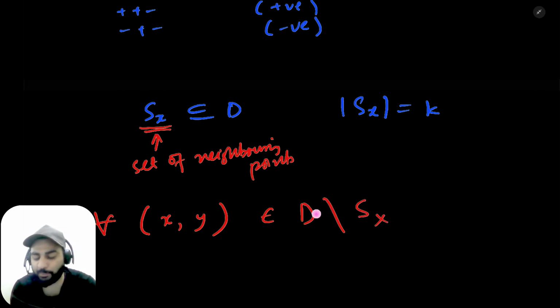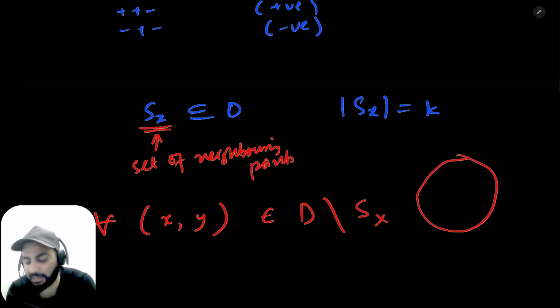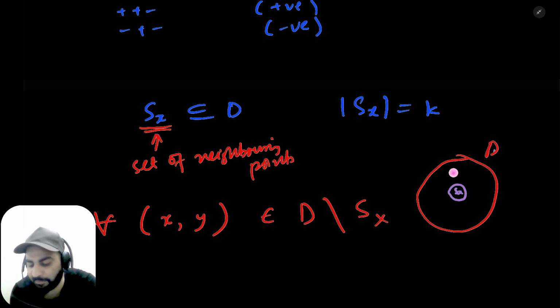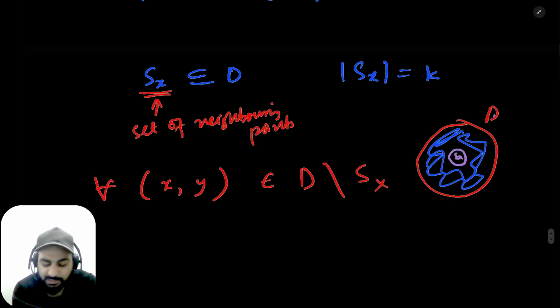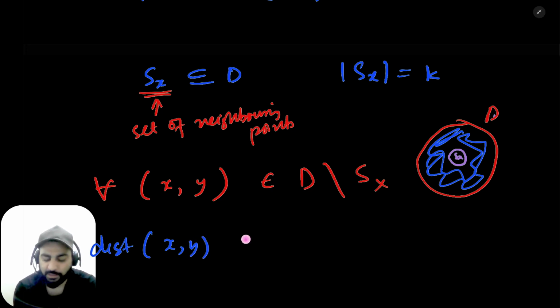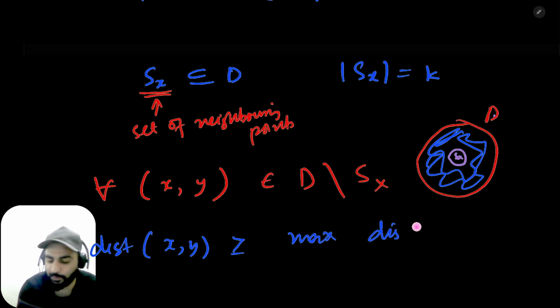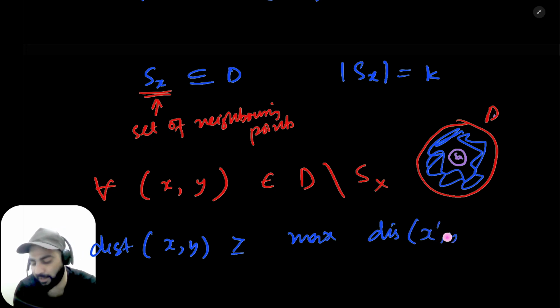So I'm saying for all data points. We have the data set. Now we said the neighboring part is this Sx. This is our Sx. This is the whole D. The remaining part, this blue, is the remaining part without this Sx. So for all these points, the distance of this x comma y should always be greater than the maximum distance of the points x dash comma y dash, and this x dash comma y dash belong to this Sx.